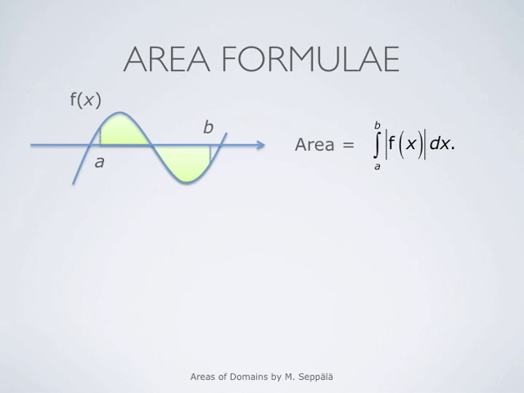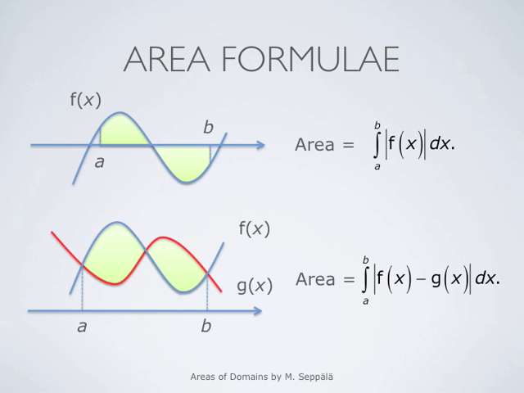Here in actual computations we need to split the interval from a to b into subintervals such that the function f does not change its sign over these subintervals. So in each subinterval the function f is either non-negative or non-positive, and therefore we can simplify the absolute value signs away and hence perform the integration.